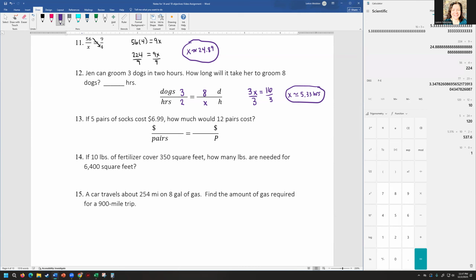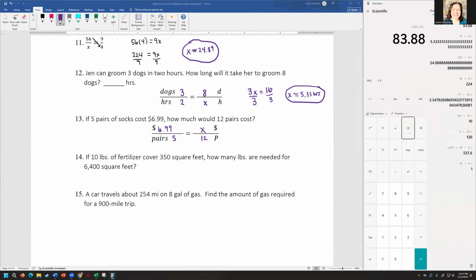All right. Now we're going to compare some socks. How many socks we get in a bundle for what they cost. And then we want to know how much would it cost if we got a bigger bundle. So we've got $6.99 as the price of the first bundle, and it only came with 5 socks. We are going to get 12 socks. We're keeping these constant, so this is dollars on top, pairs of socks on bottom. And then we don't know how much that would cost. So we're going to need our calculator on this one. 6.99 is going to get multiplied by the 12. So that's 83.88.